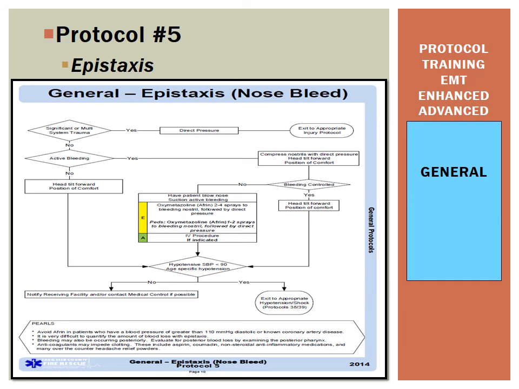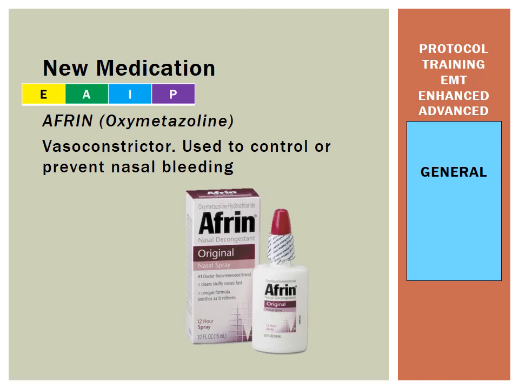If bleeding continues, this is when we get into our medications, but if the bleeding is controlled, we want to maintain that position and assess the patient for hypotension. Systolic BP less than 90, of course age-specific, is considered hypotension. So we're going to talk a little bit about Afrin. And as I said, this is a new medication. Afrin, also known as oxymetazoline, is a vasoconstrictor. It's used to control and prevent nasal bleeding.